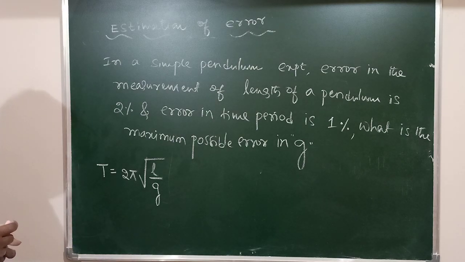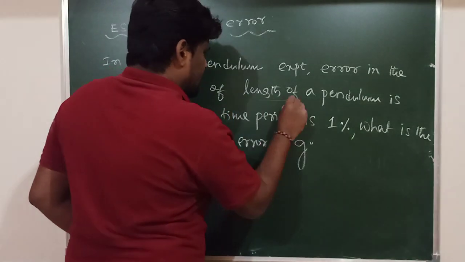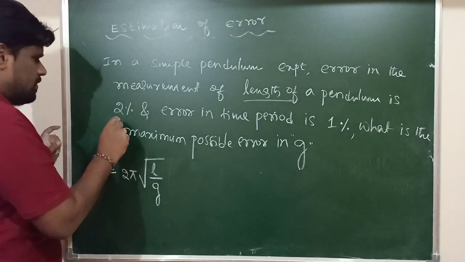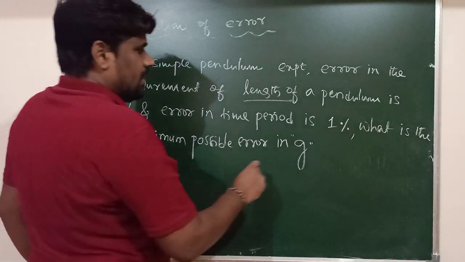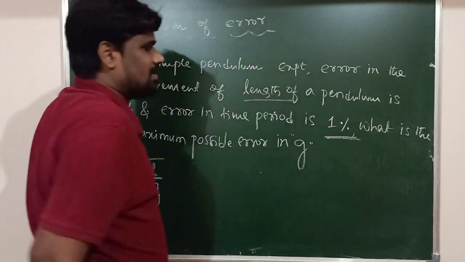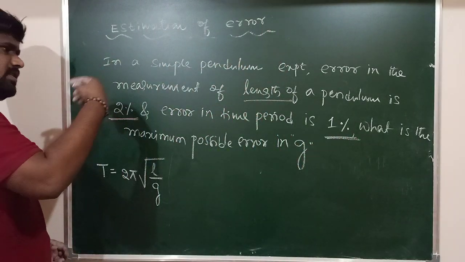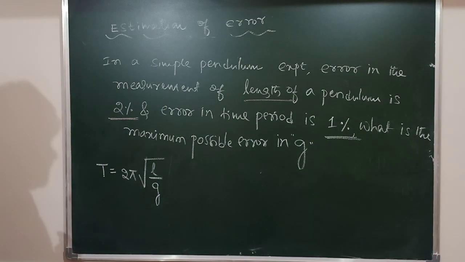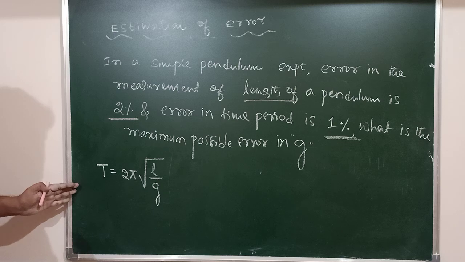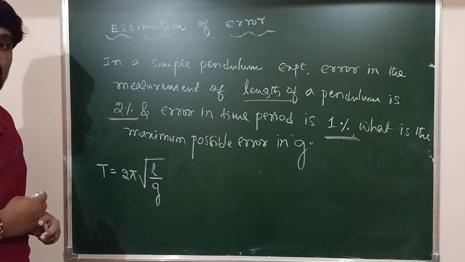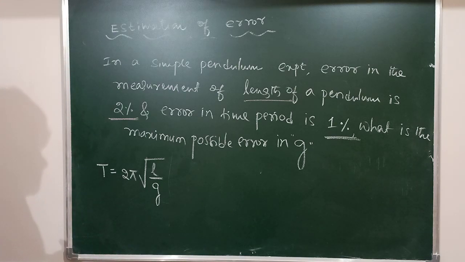Look at the example here. There is an error in length. How much is the error in length? 2%. There is an error in the measurement of the time period of a pendulum. How much is the error in the time period? That is 1%. They are asking you to determine the maximum possible error in the measurement of G.